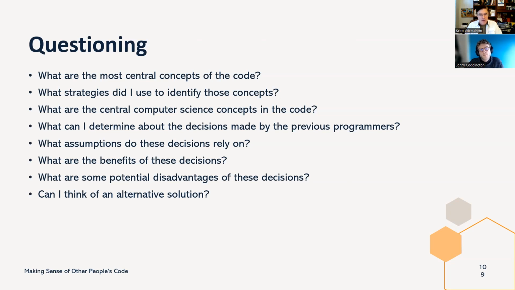What can I determine about the decisions that were made by the previous programmers? I can look in the Git history and see how the code has changed and how did it get to be the way it is now? What assumptions do these decisions rely on? What are the benefits of the decisions that they made? Why did they make this change and why is it better? What are some of the potential disadvantages? Maybe what they put in to clarify doesn't really clarify it. And maybe I can come up with a better idea.